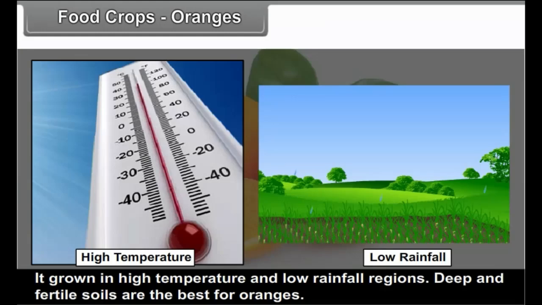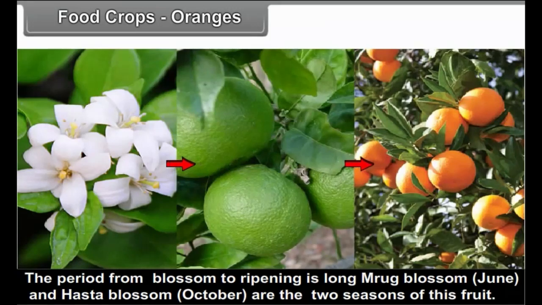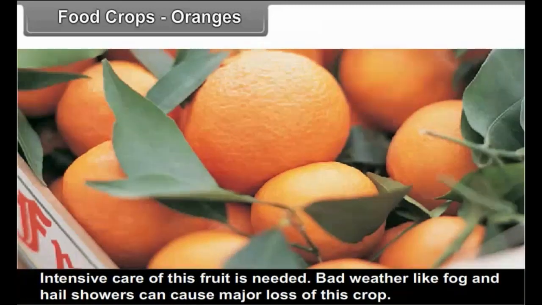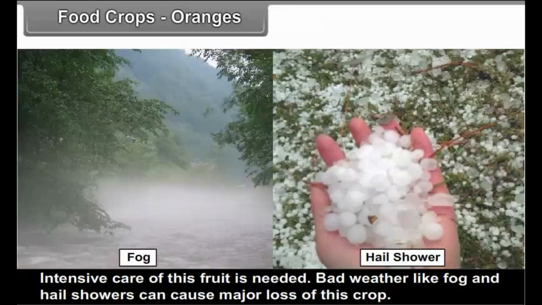Oranges. It grows in high temperature and low rainfall regions. Deep and fertile soils are the best for oranges. The period from blossom to ripening is long. Mrug blossom, that is June, and Hasta blossom, that is October, are the two seasons of this fruit. Intensive care for this fruit is needed. Bad weather like fog and hail showers can cause major loss of this crop.